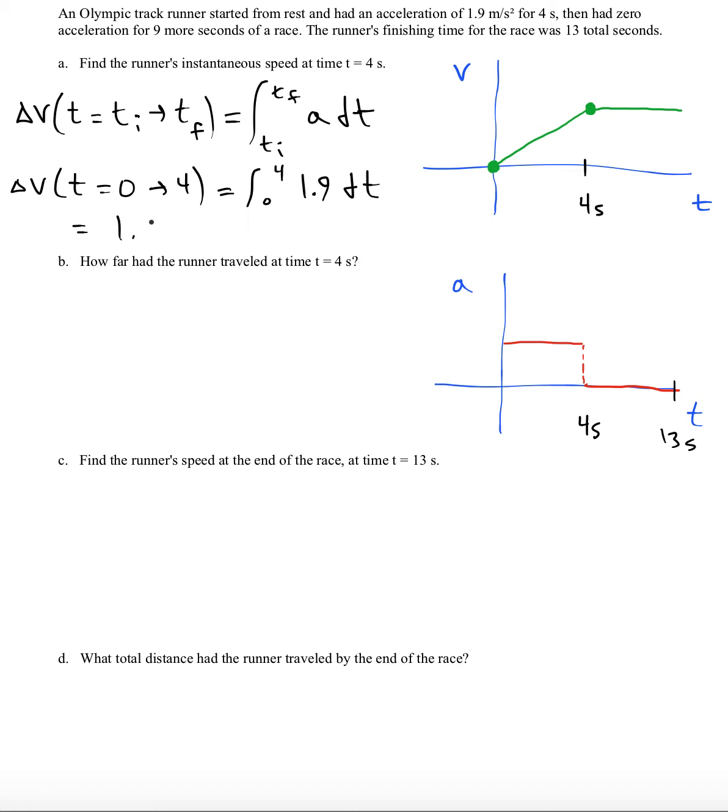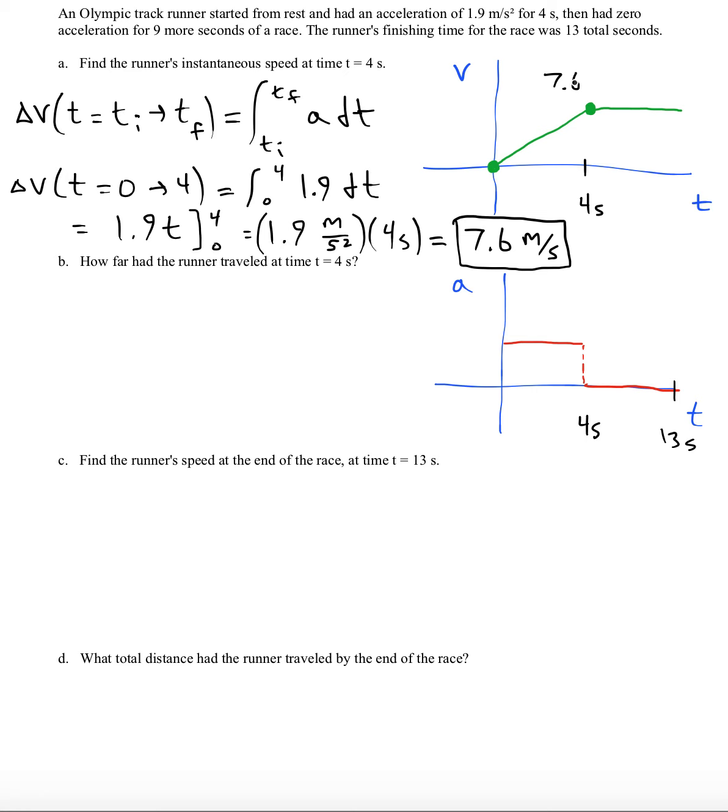We'll get 1.9 t integrated from 0 to 4. 1.9 meters per second squared times 4 seconds. It's 7.6 meters per second. So that's going to be the speed that the runner attains. Starts off with 0 speed, after 4 seconds has increased to 7.6 meters per second.